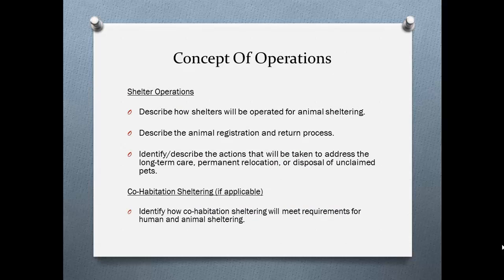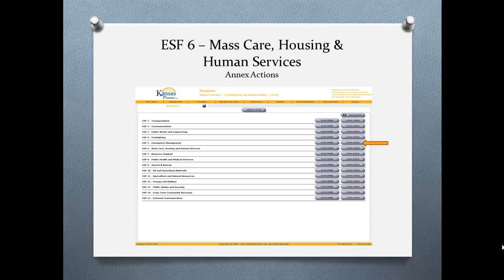Under shelter operations, describe how shelters will be operated for animal sheltering, how you're going to register, and the return process of animals. Identify and describe the actions that will be taken to address the long-term care, permanent relocation, or disposal of unclaimed pets. And then touch on another topic, cohabitation sheltering, if applicable. Identify how cohabitation sheltering will meet requirements for human and animal sheltering. And then when you are done adding all that information in at the bottom, you will click Save.